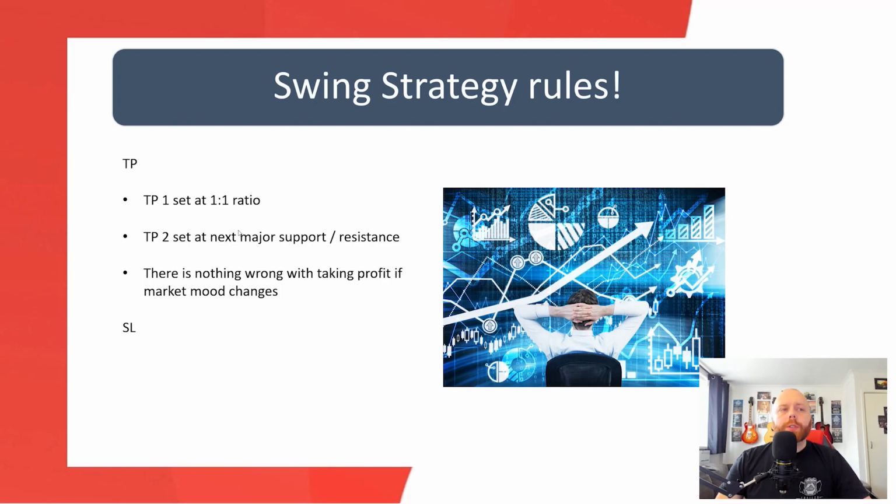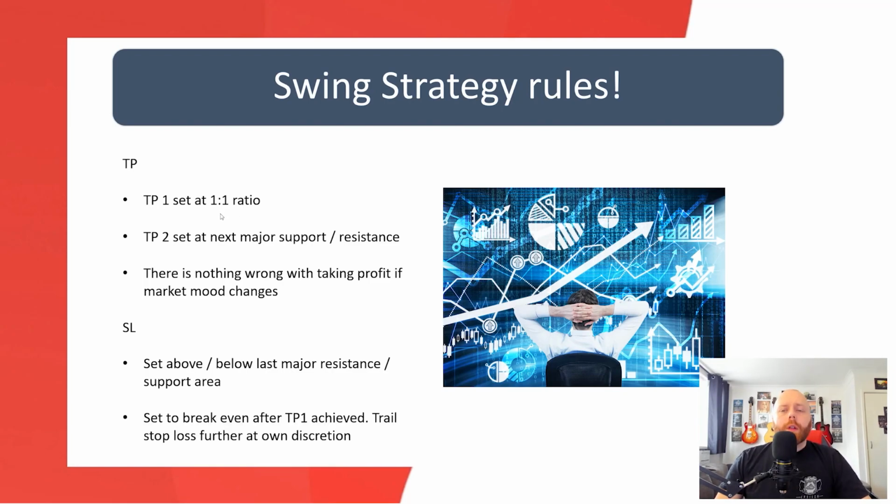And then your stop loss is just set above or below the last major resistance or support area on your chart. It's important to note that once you hit your take profit 1, always trail your stop loss to break even. So if the price does reverse against you, you're going to break even on the second take profit, and you've already taken take profit 1 from the market, so it's going to be profitable.